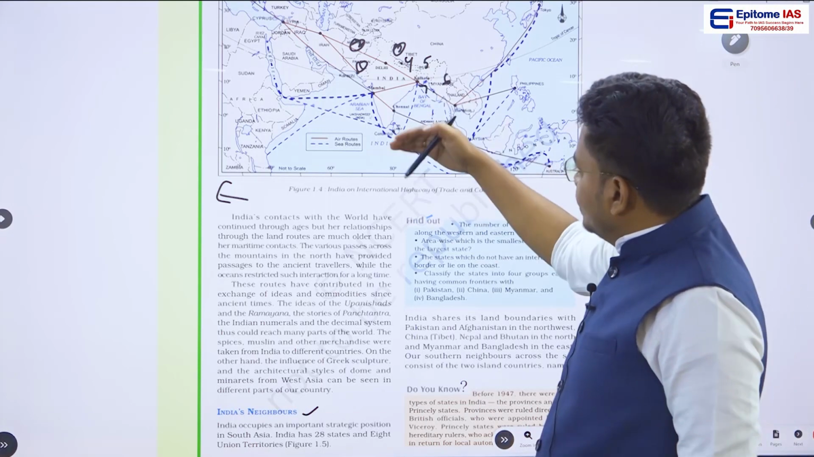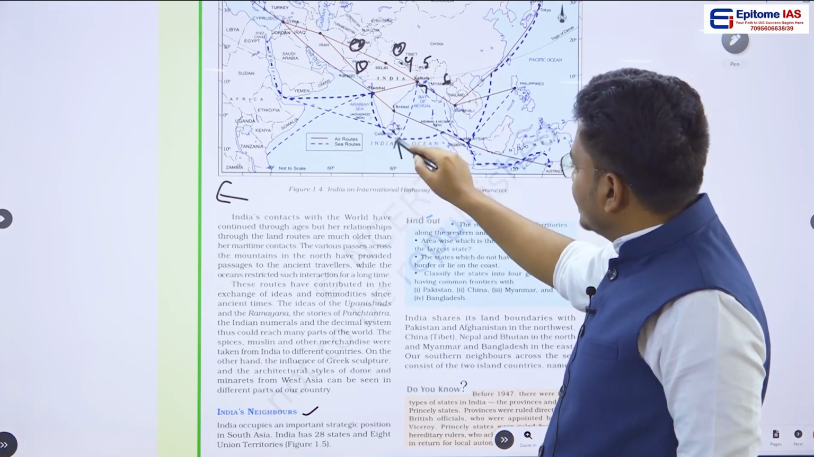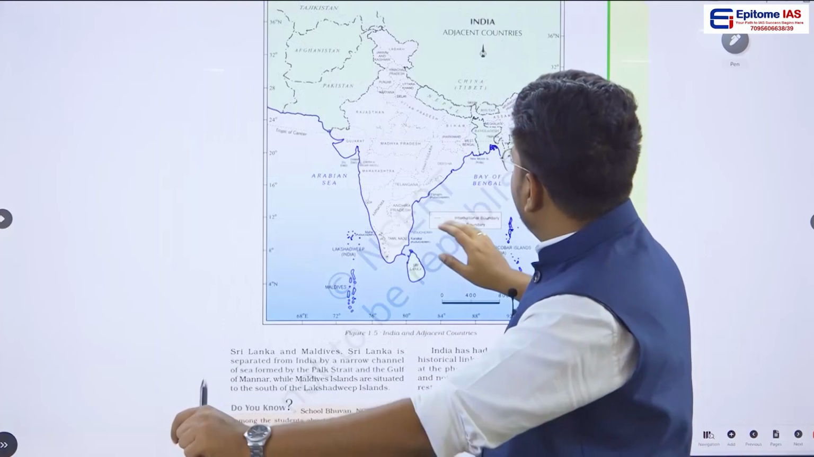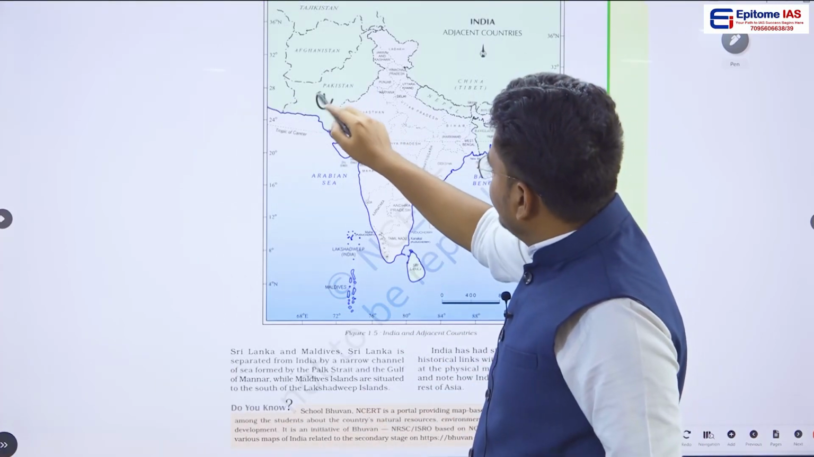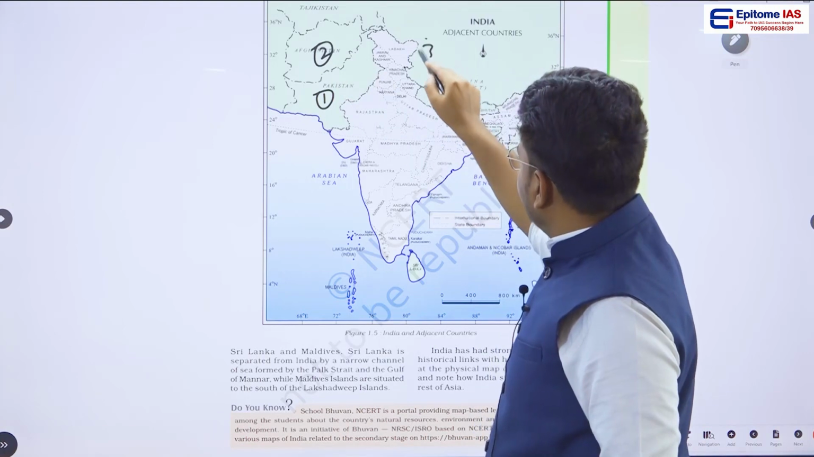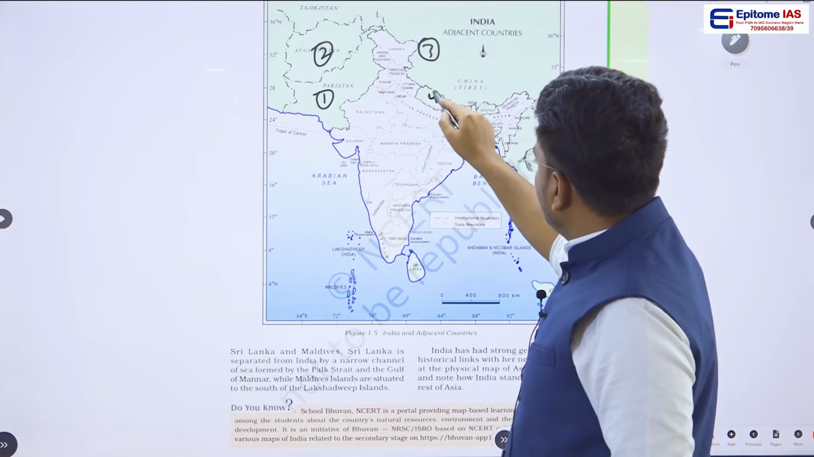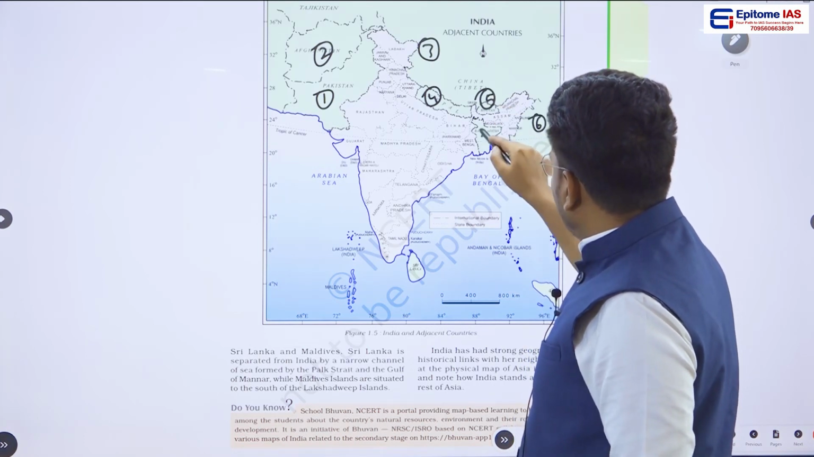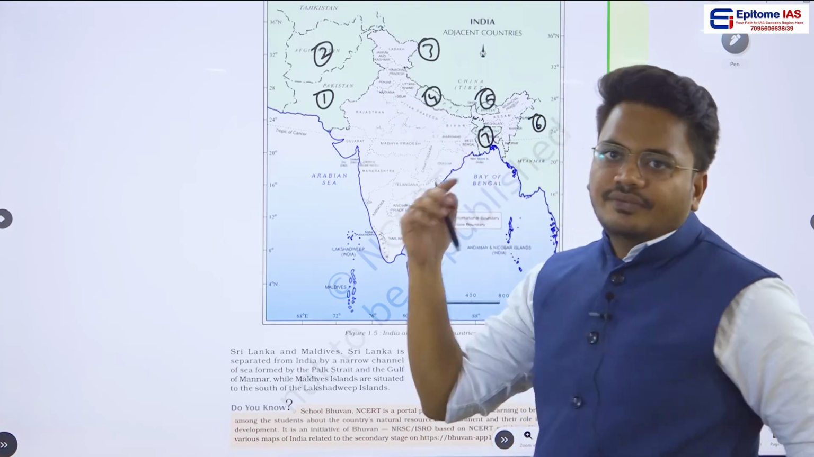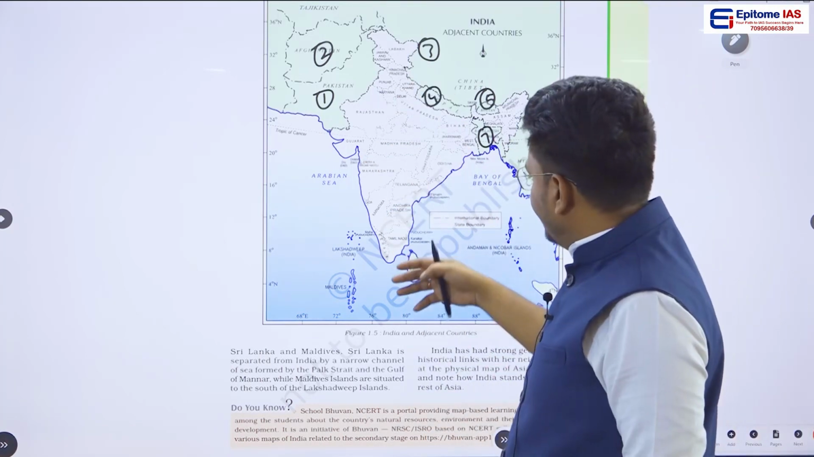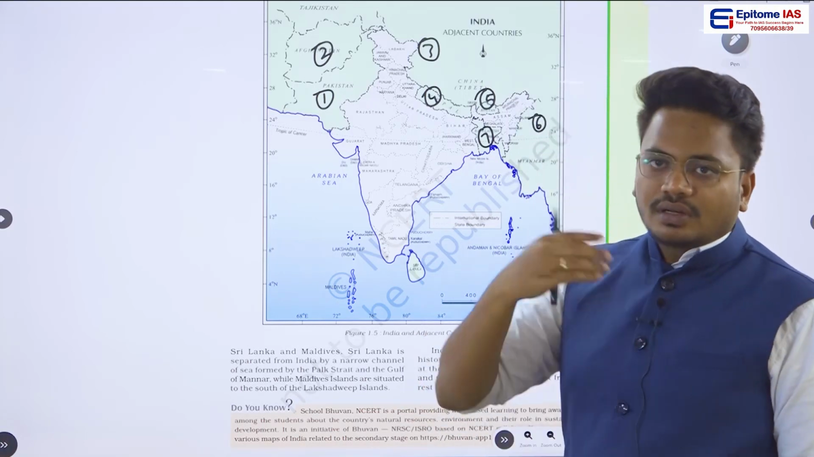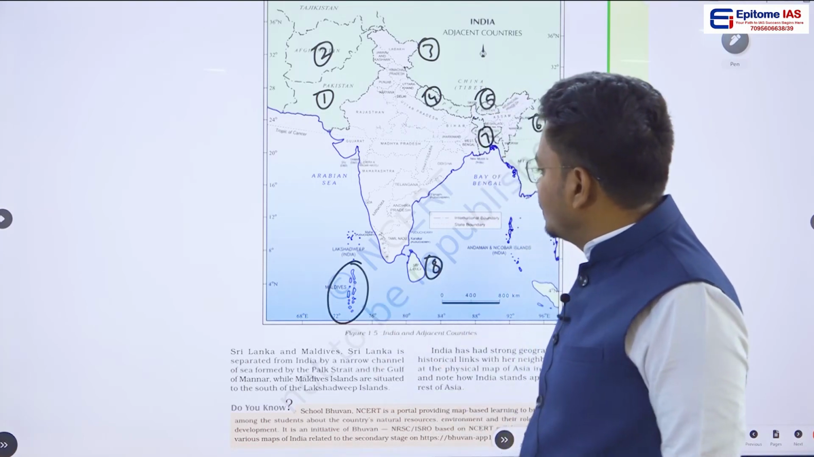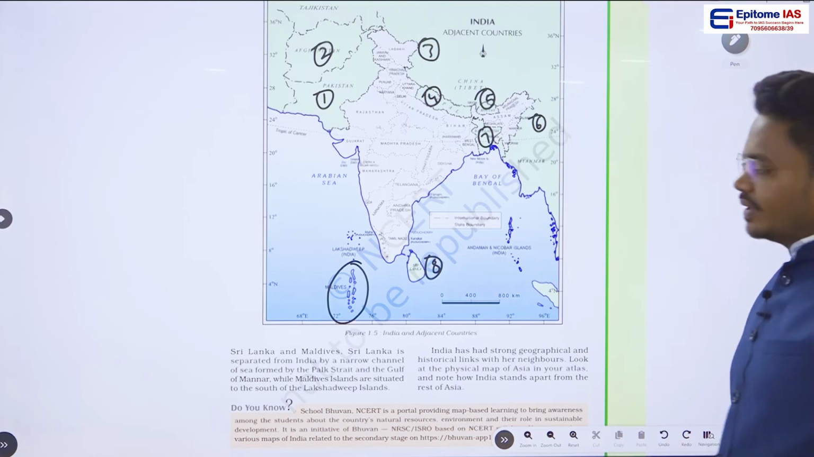Towards the southern side of India, we have 2 island countries which share boundaries. One is Sri Lanka, and the other is the Maldives. So the first country is Pakistan, second Afghanistan, third China, which we can call Tibet, fourth Nepal, fifth Bhutan, sixth Myanmar, seventh Bangladesh. These are the countries which share land boundaries with India. The other countries share coastal boundaries: Sri Lanka is one, and the Maldives is another country which shares a maritime boundary with India.